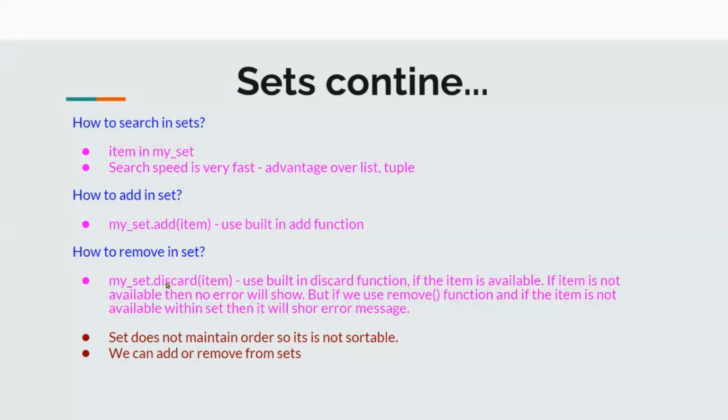And if you want to remove anything, there are two functions. One is discard. If you use the discard method and the item is inside the set, it will delete it, but if there are no such items inside the set, it won't give you any error message. But if you use the remove function and the item is not available inside the set, it will give you an error message, so keep this in mind. A set does not maintain order, so it is not sortable. As I said earlier, it is unordered. If you run the program, you'll see the items in one order, and if you run it a second time, you'll see the items in a different order. And you can add and remove items as well.